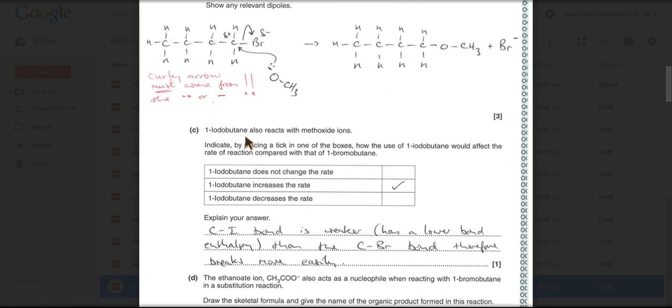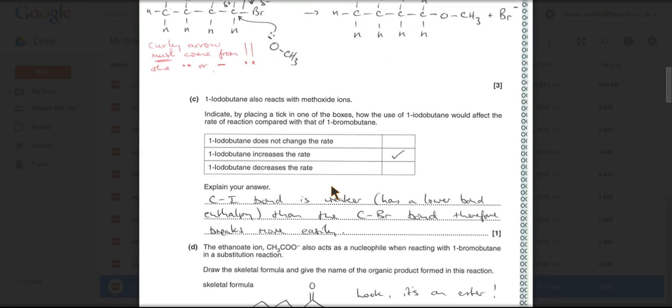We're then asked to compare the rate of hydrolysis, or the rate of reaction, if you used 1-iodobutane instead of 1-bromobutane, and the box that you would need to tick is the middle one here. Iodobutane would increase the rate, and that's because the C-I bond is weaker, or has a lower bond enthalpy, than the C-Br bond, and so it's going to break more easily.